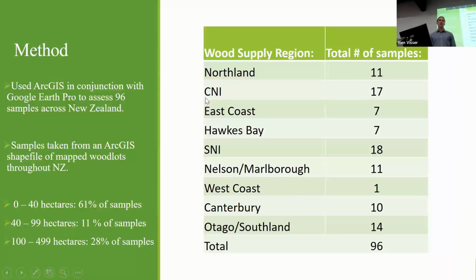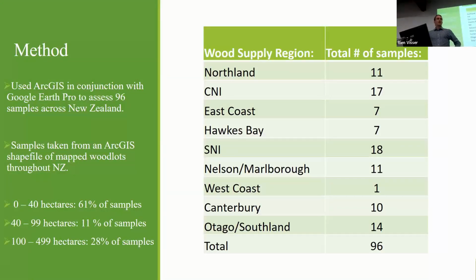Throughout this project, ArcGIS was used in conjunction with Google Earth to evaluate dependent infrastructure variables and independent influencing variables. An ArcGIS shapefile was provided by Bruce Manley and the University of Canterbury that contained mapped woodlots throughout the 9 wood supply regions of New Zealand. This shapefile was used to sample 96 woodlots throughout the country. The 96 samples were split between the 9 wood supply regions using a weighted average. That resulted in the number of samples in each region you can see on the board now.